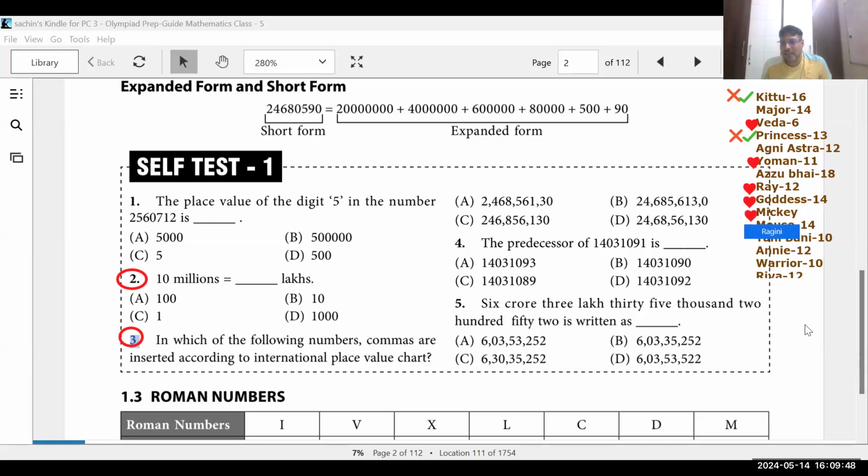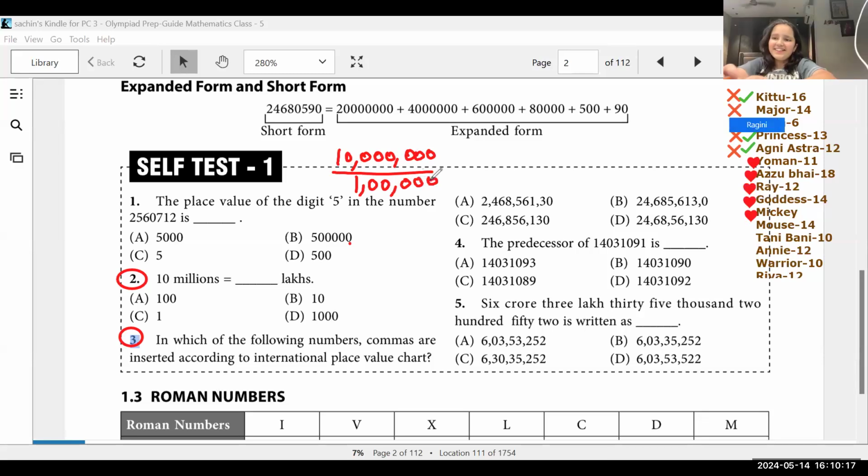Princess, why? Kittu, why? So let's see, guys. The first question. Which princess? Agniastra, my goodness. Beta, the method is the same. Write 10 million, write 1 lakh and divide. What is the problem, guys? Why did you add an extra zero?